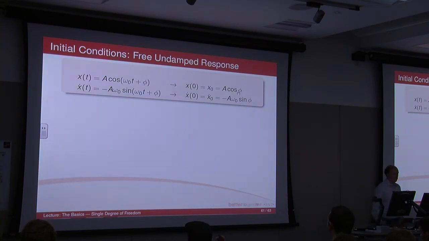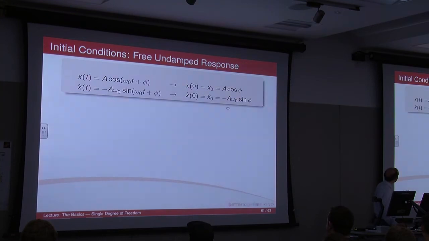And here, if you take the derivative of this equation, you get an omega naught that comes out, and the cosine turns into a minus sine. So you end up with minus a omega naught sine of omega naught t plus phi. Plug in 0 for t in here, and you end up with minus a omega naught sine of phi over here.